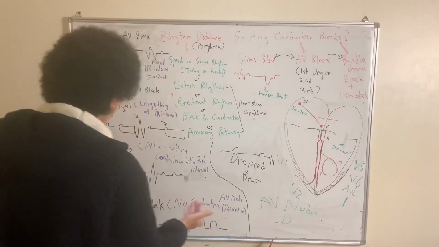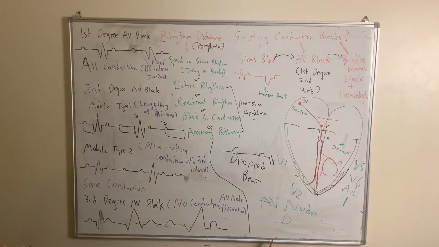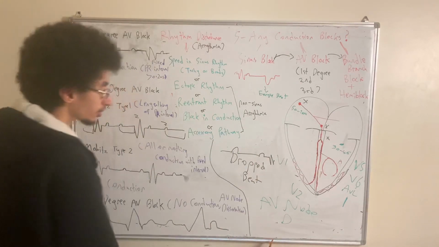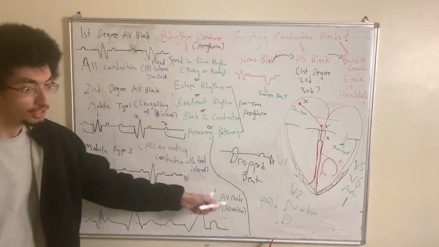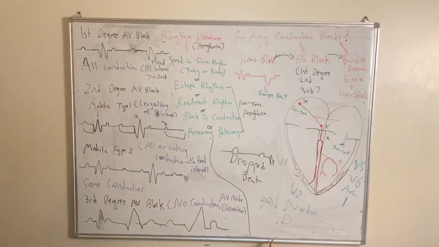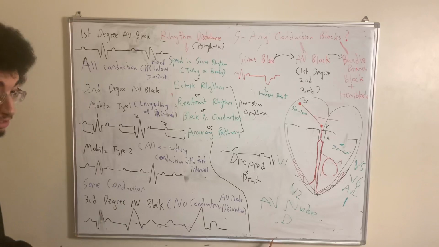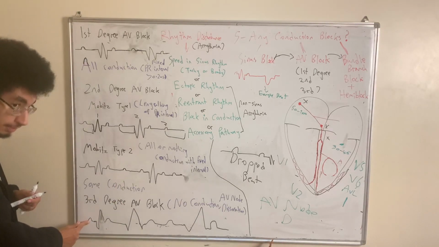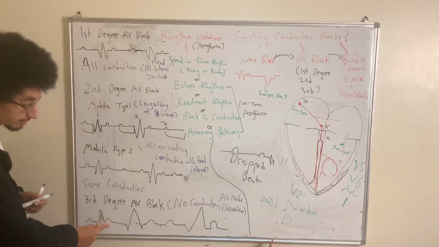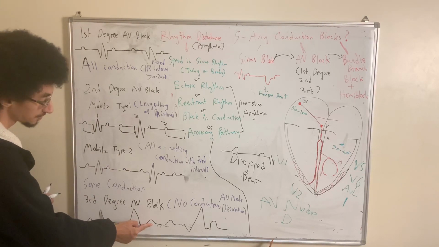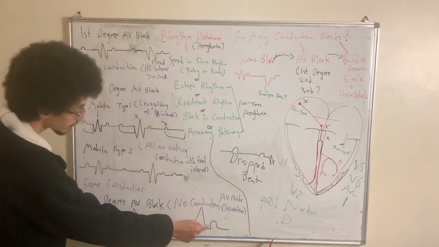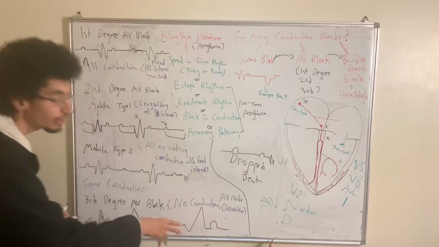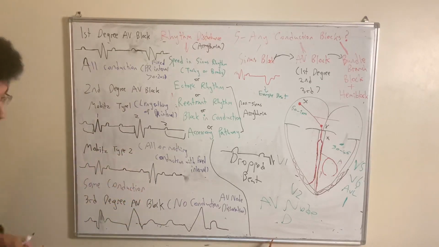Alright? So, let's come to third degree AV block. Here, there is no conduction that will ever come to the ventricles, and there will be AV node dissociation as a result. So let's see what it looks like on an EKG. On an EKG, notice this is a P wave. This is also a P wave. We have a P wave here, here, here, here. They occur at their regular rate.